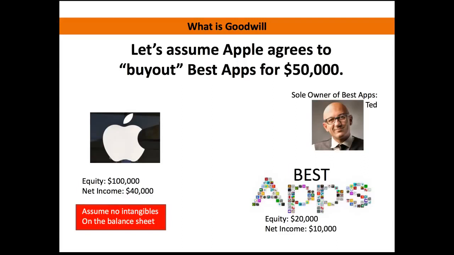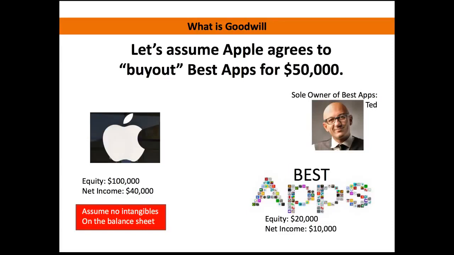Okay, so because of that, Best Apps can sell their company for an enormous premium. And to be honest with you, it'd probably go for something like $100,000 as opposed to $50,000. But we're just going to use $50,000 for this example to demonstrate how goodwill is added to a balance sheet. So let's also assume that Best Apps is owned by a single owner, and the guy's name is Ted, and we have a picture of Ted there.